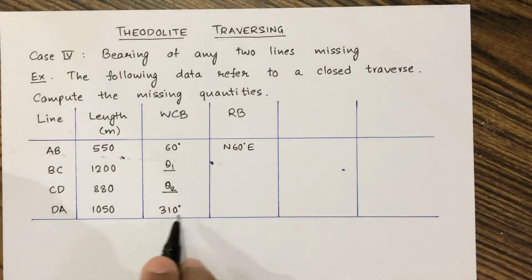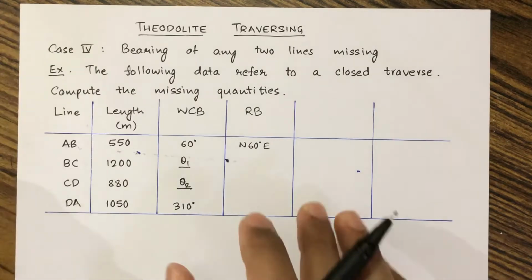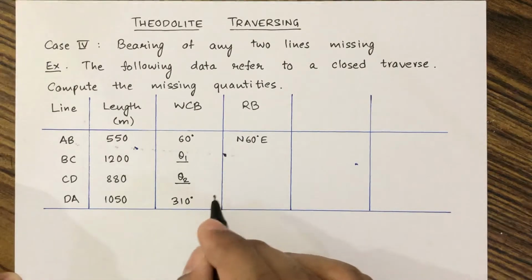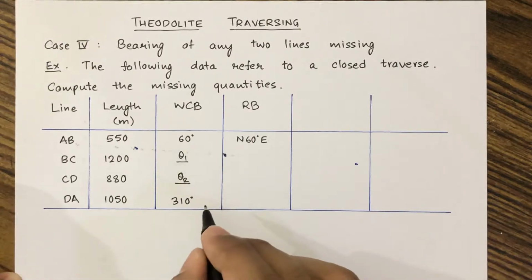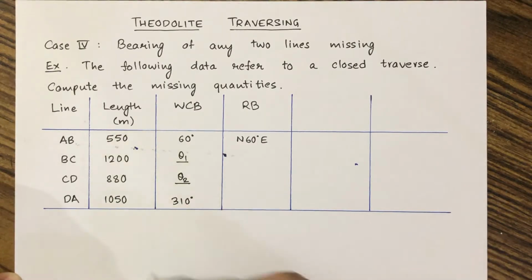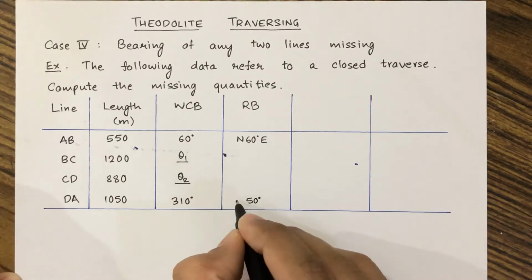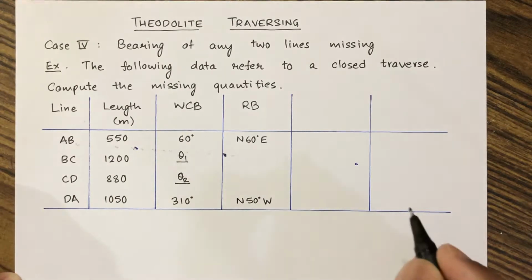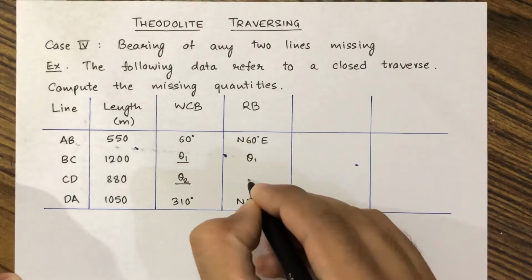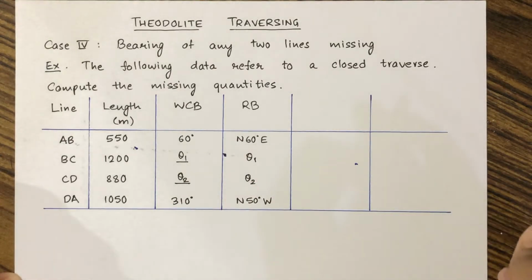and this is 310 degree. So 310 degree is in the fourth quadrant, and the fourth quadrant is northwest. So when we subtract 310 degree from 360 degree, we get the value as 50 degree and the direction is northwest. This theta 1 and theta 2 can be written as it is over here, theta 1 and theta 2.